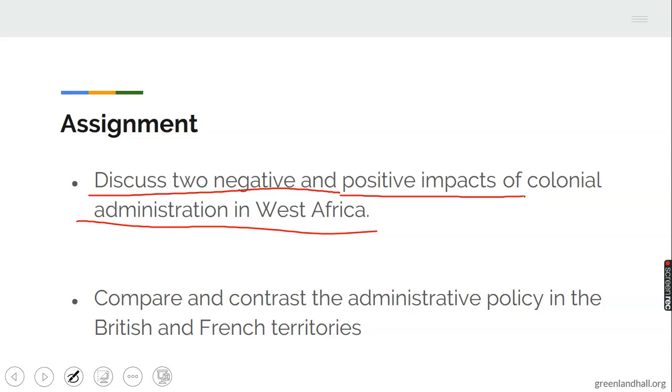The second question, compare and contrast the administrative policy in the British and French territories. That is, you will compare and contrast them. That is, similarity and the differences among the administrative policy in these 2 different territories.